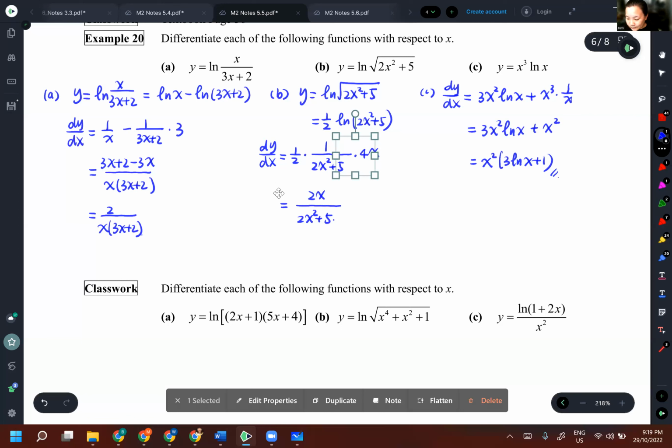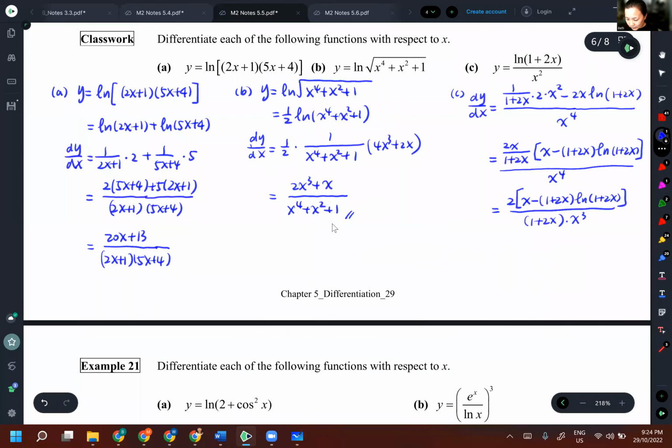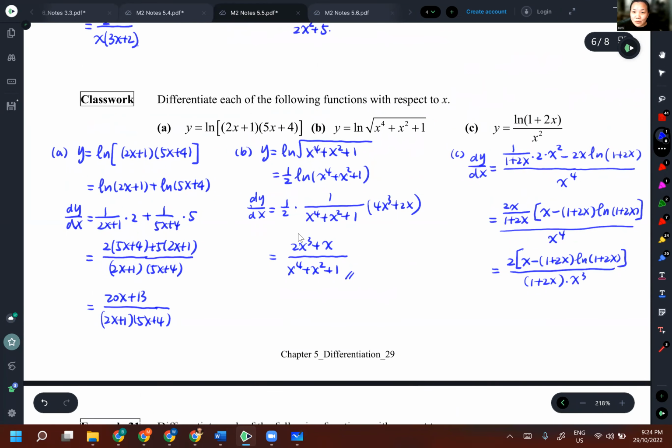Okay. Now, if you don't use the log property, probably there's not enough space. For part A, the answer is (20x plus 13) divided by the two factors. The answer must be simplified. Some students will leave the answer like that. It's not wrong.